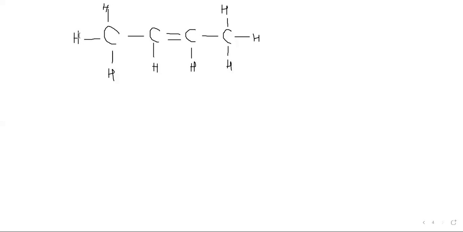Now, can you tell me the name of this one? This one over here is but, and then it will be butene. That's great, because we have the carbon-carbon double covalent bond starting from the second carbon atom. Well done. Any confusion? No.